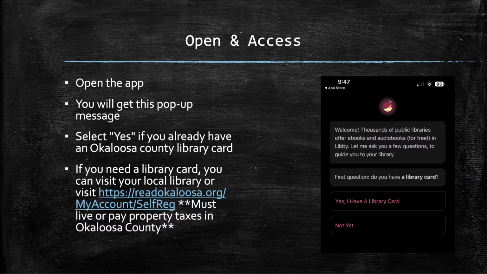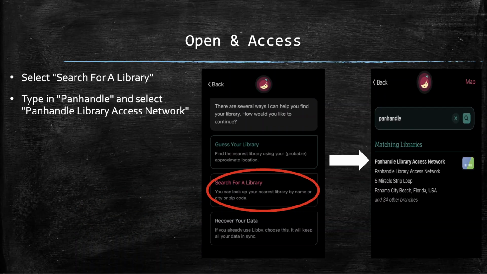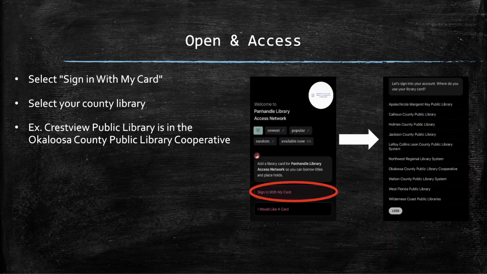If you need a library card, you can visit your local library or visit readokaloosa.org/myaccount/self-register. To get a free Okaloosa County library card, you must live or pay property taxes in Okaloosa County. Next, select Search for a library. Type in Panhandle and select Panhandle Library Access Network. Next, select Sign in with my card. Select your county library. For example, Crestview Public Library is in the Okaloosa County Public Library Cooperative.